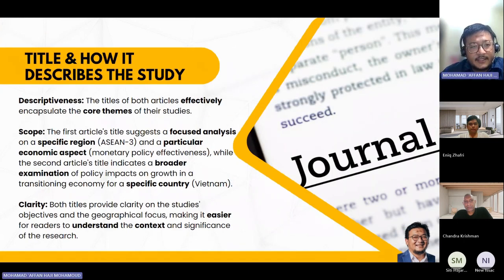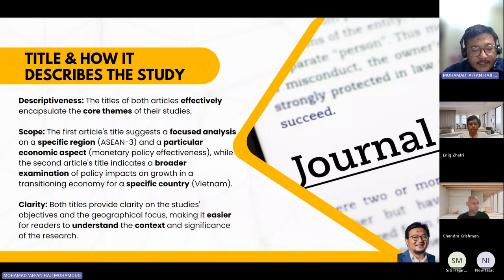Okay, first is basically the title and how it describes the study. In terms of descriptiveness, both titles of the articles effectively encapsulate the core themes of their studies. For example, the main article that we have selected here clearly describes the relationship between financial development and monetary policy effectiveness in three Asian countries, which are Malaysia, Singapore, and Philippines. And the other article describes fiscal and monetary effectiveness overall in Vietnam.